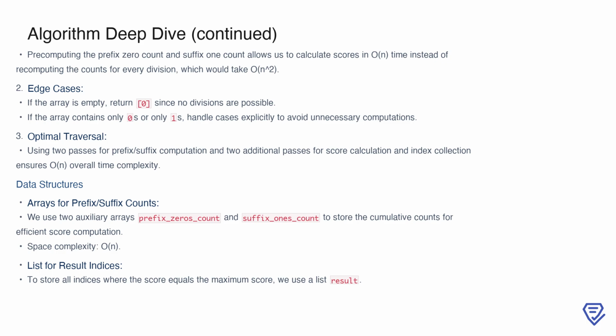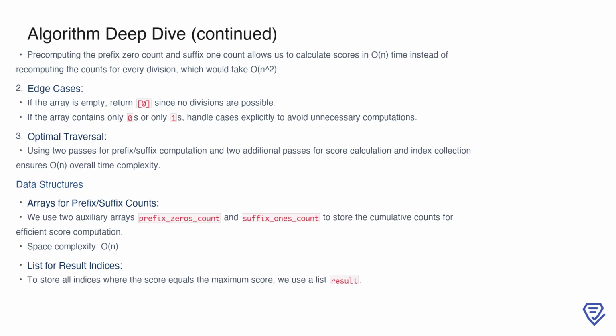Additionally, we need to consider edge cases. If the array is empty, no divisions are possible, so the result should be 0. If the array contains only zeros or only ones, we handle these cases explicitly to avoid unnecessary computations. In terms of traversal, we use 2 passes to compute the prefix and suffix counts, followed by 2 additional passes to calculate the scores and collect the result indices. This ensures that our solution remains efficient and scalable.